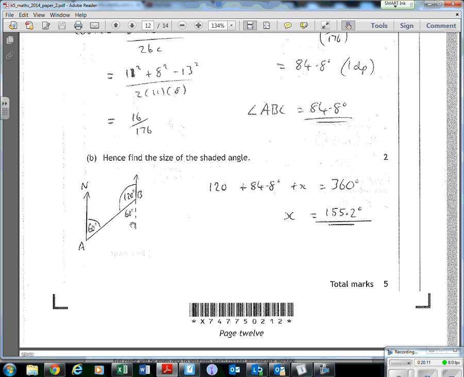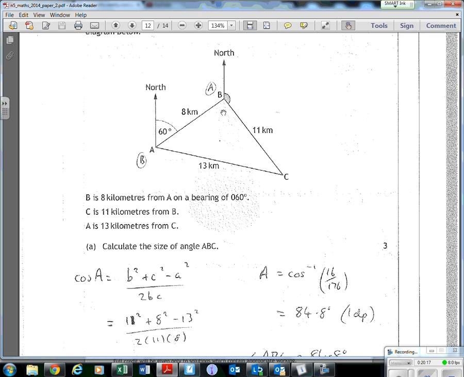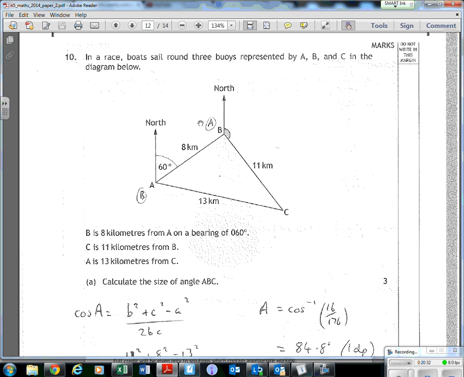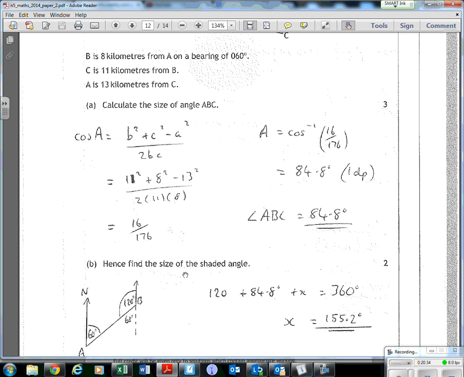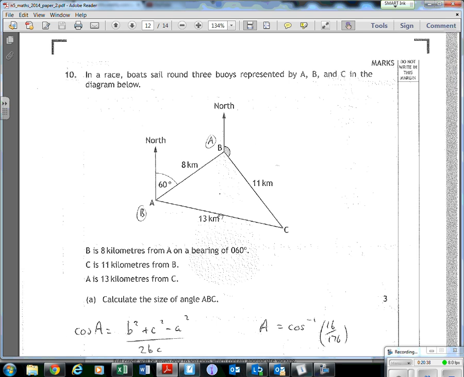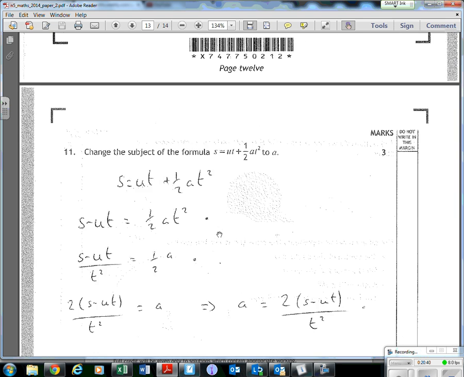We're getting that from a Z angle, if you remember your Z angles. So that's 120, and this bit here is 84.8. So this remaining shaded angle would have to add up to 360 with the 120 and the 84.8. So it turns out to be 155.2 degrees. And in questions like these, the Z angle quite often comes into it for finding a missing angle in a problem-solving context. It's worth knowing that.